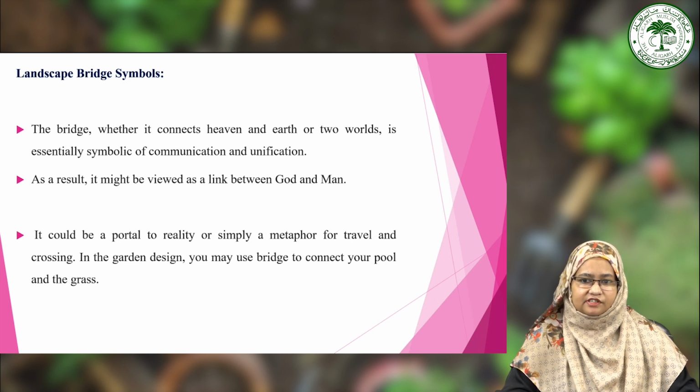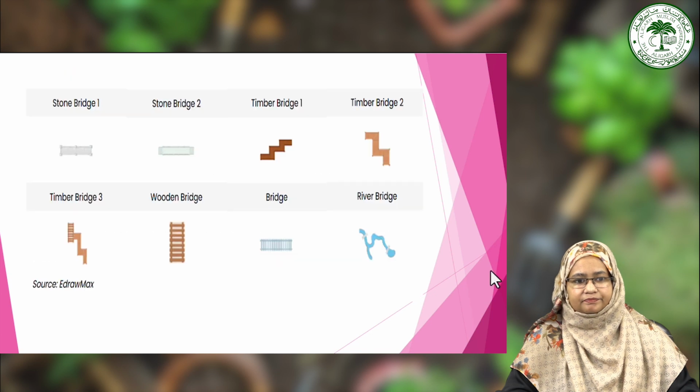Then bridges hold a symbolic significance, often representing communication and unity, whether between heaven and earth or different realms. This serves as a link between the divine and human, potentially symbolizing connectivity between God and man. Bridging can signify a pathway or reality or serve as a metaphor for journey and transitions. In garden design, a bridge can be utilized to connect areas like a pool and the surrounding grass, adding both practicality and symbolic depth to the landscape. These are the symbols of stone bridge, timber bridges, normal bridge and river bridge used in the landscape design.